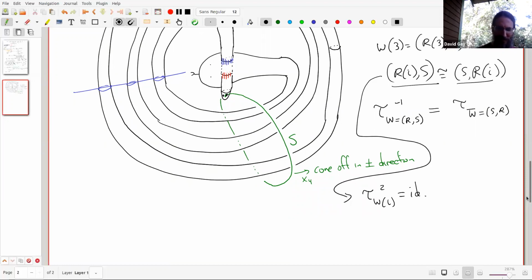So a consequence of that is that everything in this subgroup that I'm interested in, that may be all of the mapping class group, is the subgroup generated by these guys.